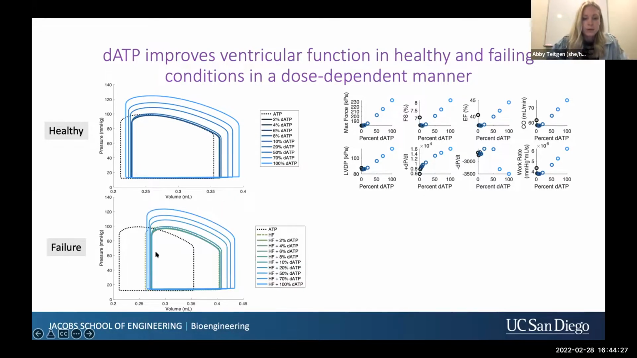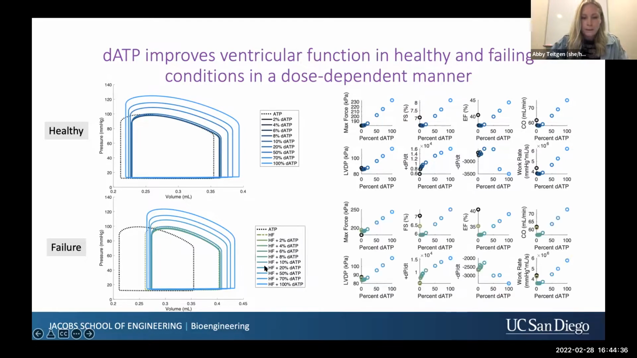So we also wanted to see what would happen in the context of heart failure. So the heart failure simulation in our model is shown in the green dashed line. And then again, we applied the same percentages of dATP. So in the failure case, we see a decrease in fractional shortening, ejection fraction, and cardiac output. And then when we apply increasing amounts of dATP, we see, again, dose-dependent improvements in function.